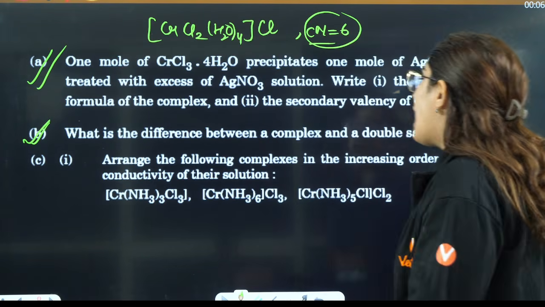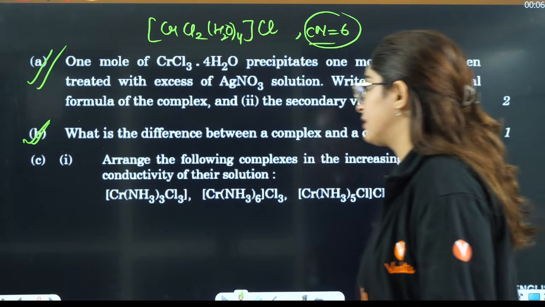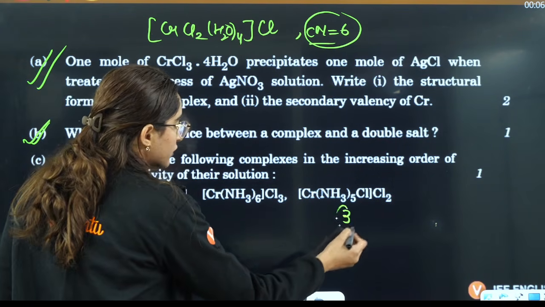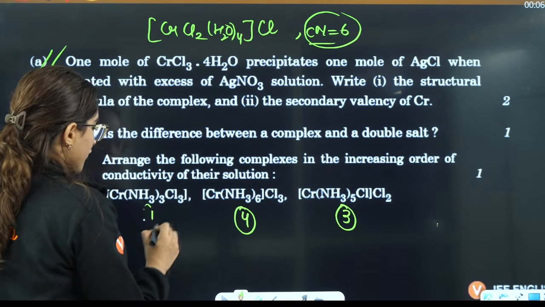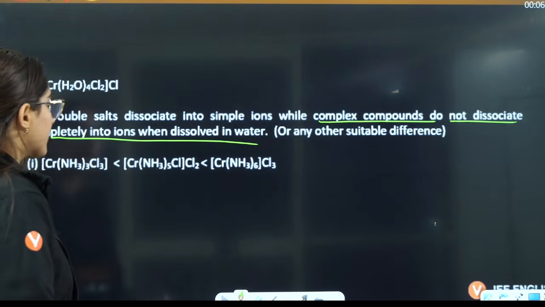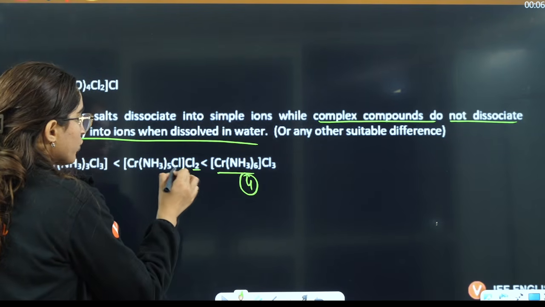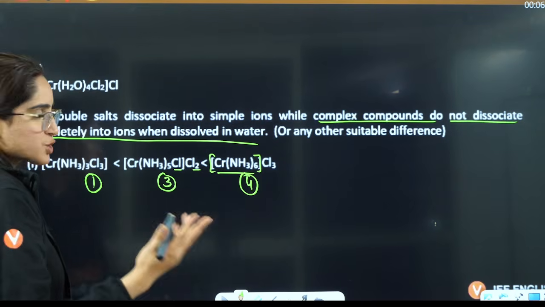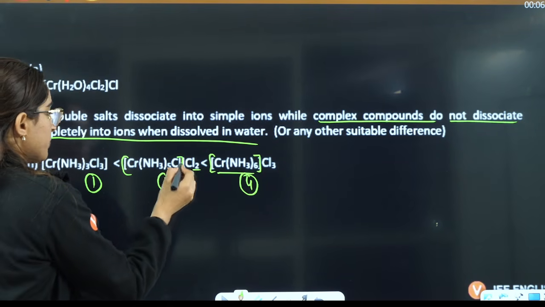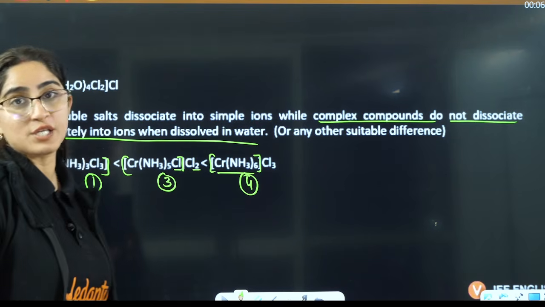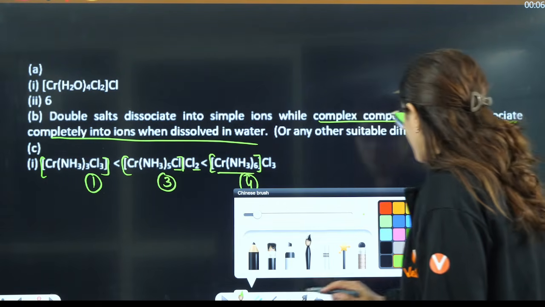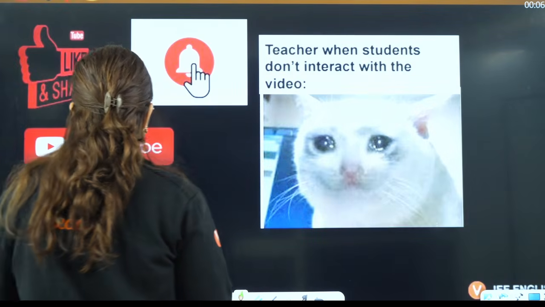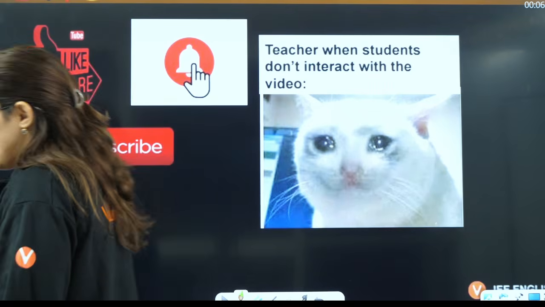Okay, next is arrange the following in increasing order of conductivity. See guys, according to conductivity, the more the ions, the more the conductivity. Here you have 3 ions, 4 ions, here you have 1 ion. So this will have maximum conductivity because of 4 ions, here 2 and 3 ions, here this is only 1, because inside the coordination bracket there is no splitting. 3 plus 1, here it is 2 plus 1, here it is only 1. No dissociation. So the more the ions, the more the conductivity. Is that clear, everybody? Do let me know in the comment section if that part is clear.